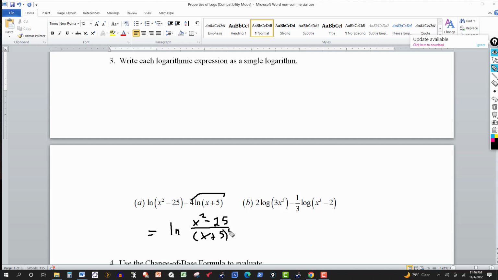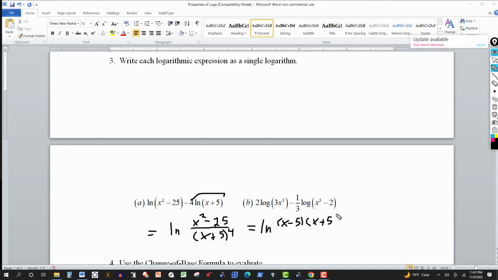To the fourth. Okay, this goes over here, and then you have a difference of logs, so you can write that as the log of a fraction. And then of course you can simplify this. You notice that the numerator is a difference of squares, so that factors into x minus 5 and x plus 5.